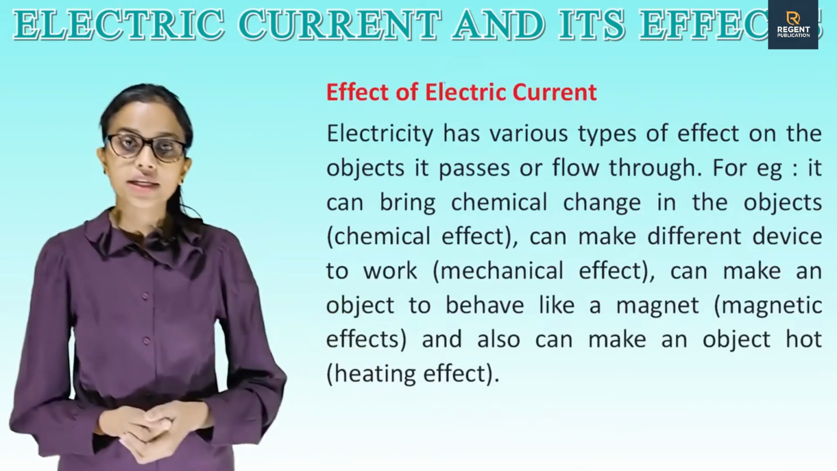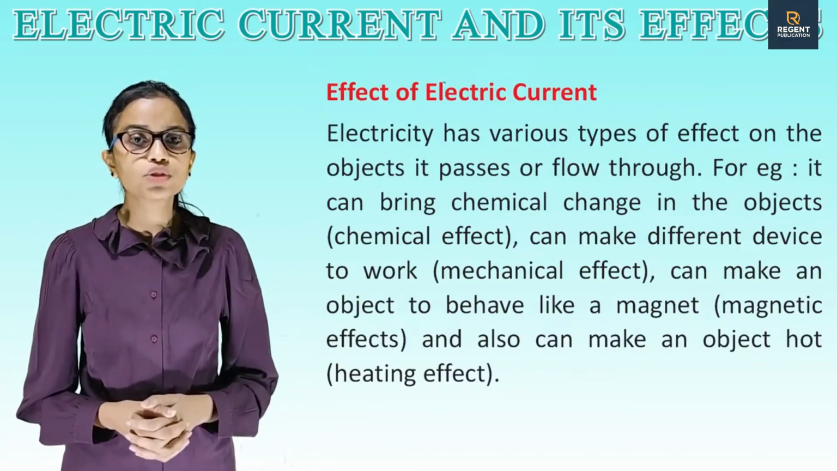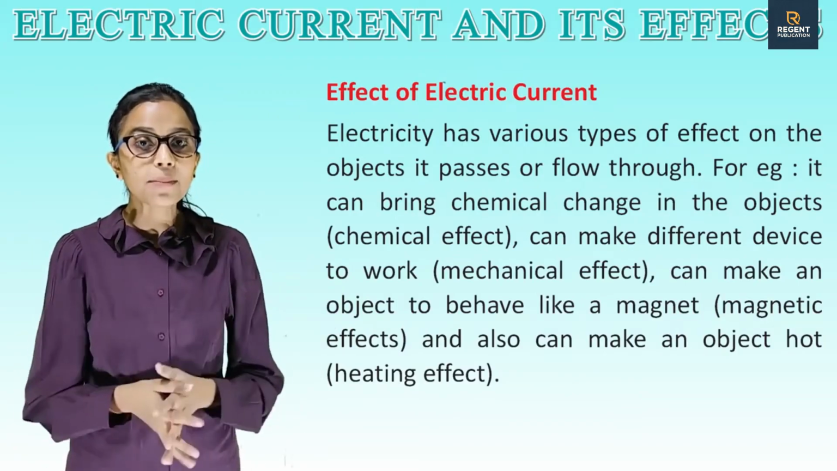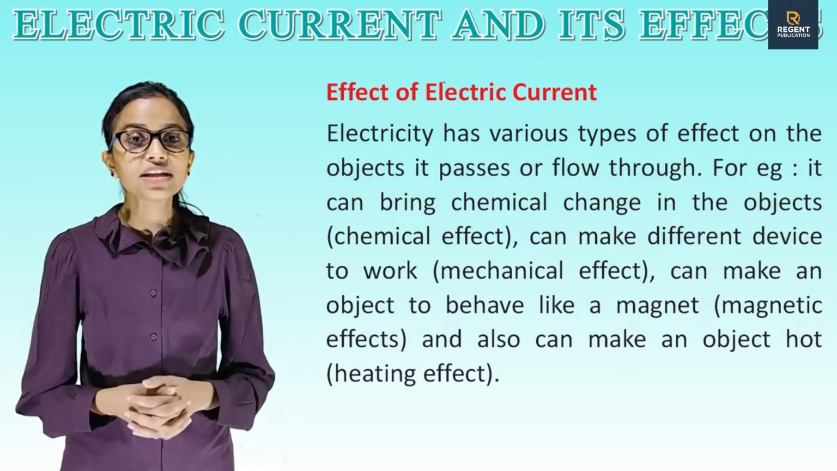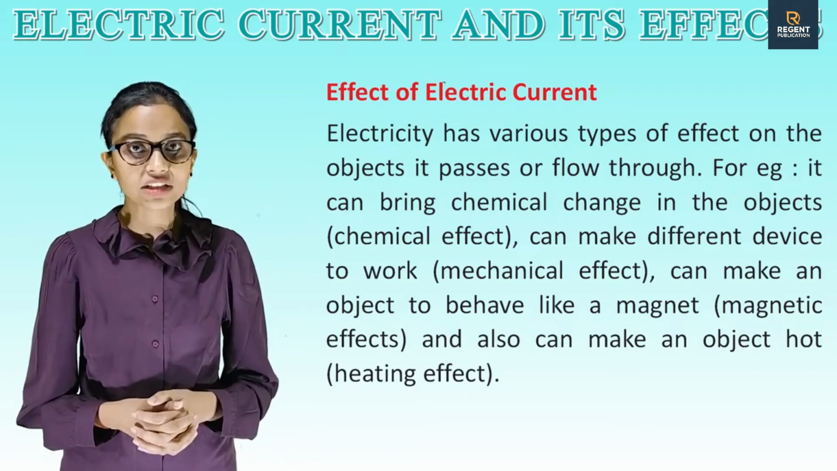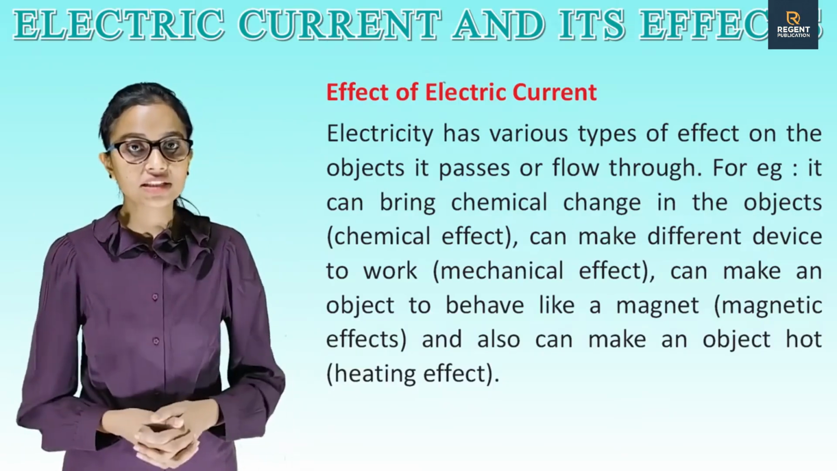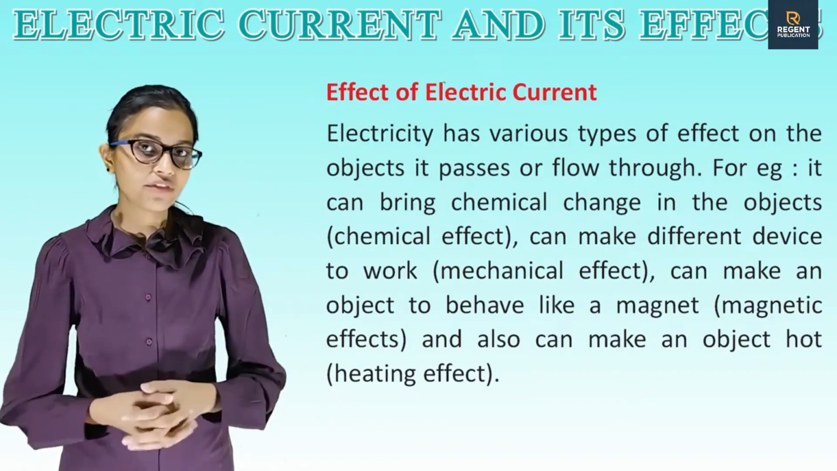Effects of electric current. Electricity has various types of effects on the object it passes or flows through. For example, it can bring chemical change in the objects. Chemical effect can make different devices work. Mechanical effect can make an object move. Electricity can also make an object behave like a magnet, the magnetic effect, and also can make an object hot, the heating effect.